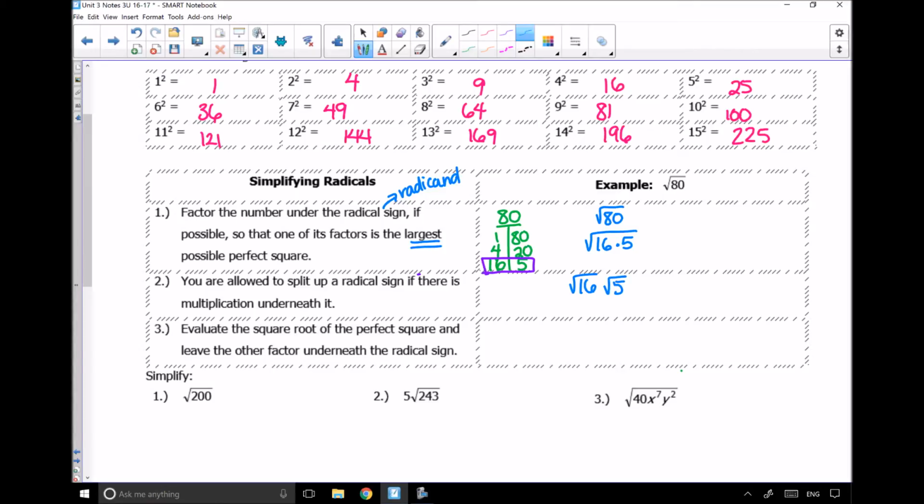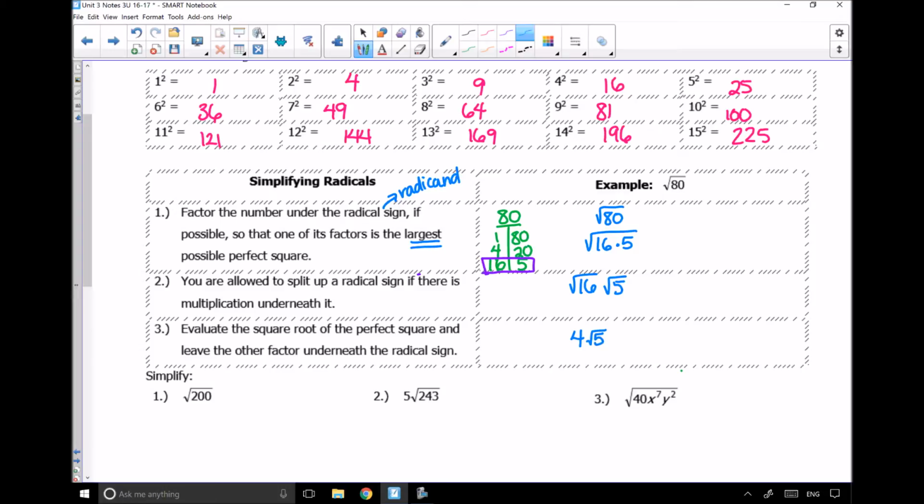Then step 3 says to evaluate the square root of the perfect square and leave the other factor underneath the radical sign. So only one of these numbers is a perfect square, and that was 16. So we're going to just take the square root of 16 and say that that's 4, and then we have the square root of 5 left over because I can't square root 5.